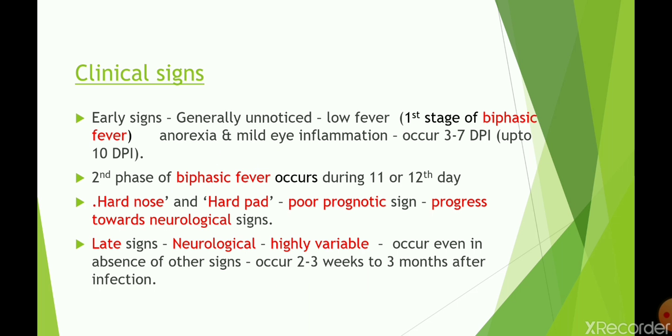And clinical signs. The early signs generally go unnoticed. There will be a low fever, which is the first stage of the biphasic fever, and there will be anorexia and mild eye inflammation. This all occurs 3 to 7 days post infection or up to 10 days post infection, which is the incubation period. And there will be a second phase of biphasic fever, which occurs during the 11th or 12th day.